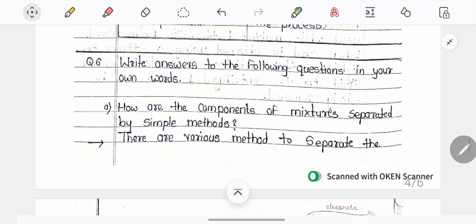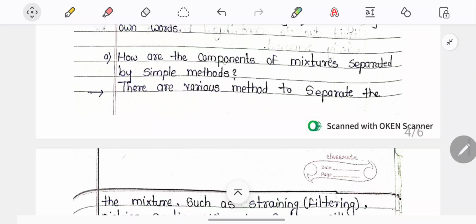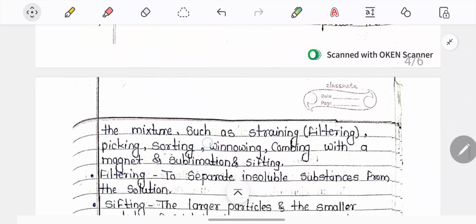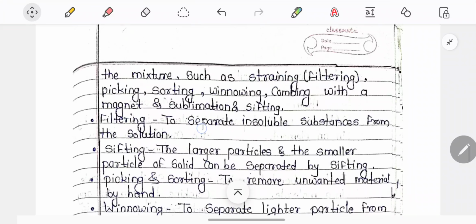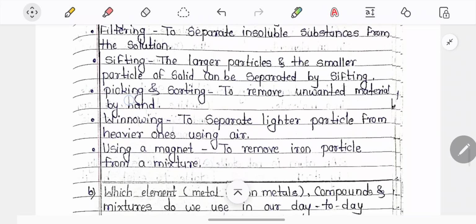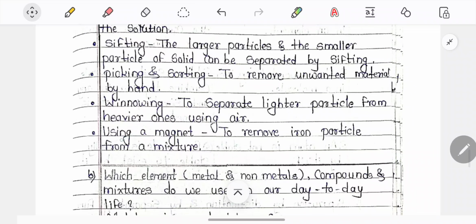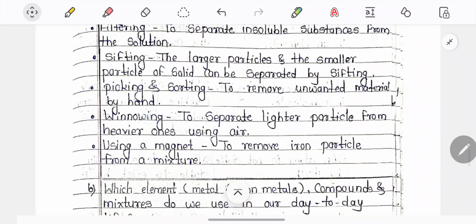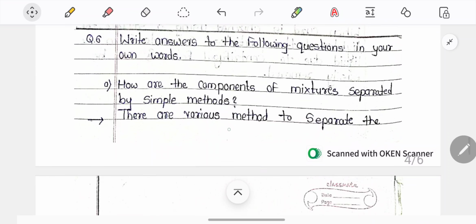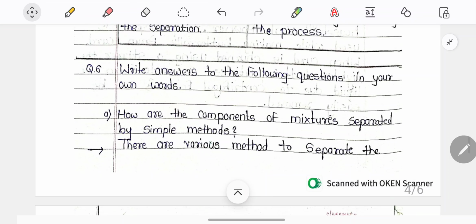Write the answer of the following question in your own words. How are the components of a mixture separated by simple methods? Those simple methods are given here: filtering, sieving, picking, winnowing, and using a magnet. So these are the simple methods by which we can separate some mixtures.